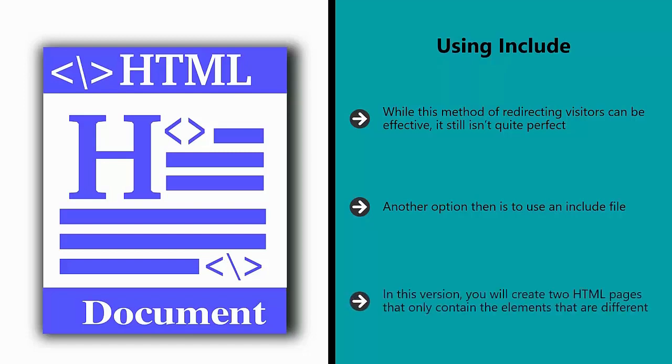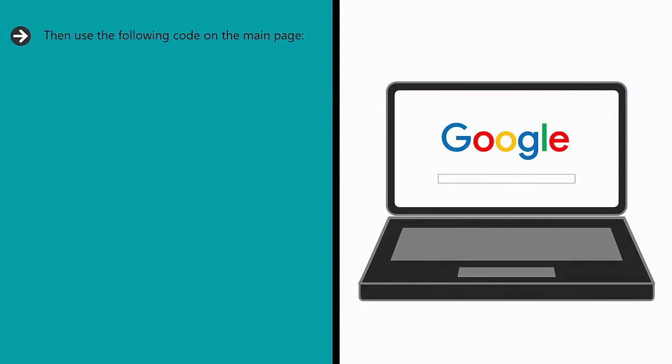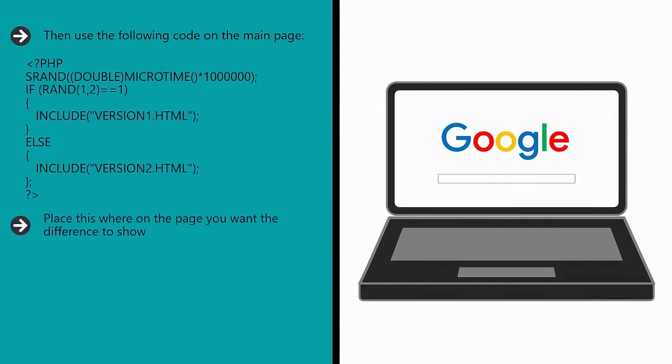In this version, you will create two HTML pages that only contain the elements that are different. This works particularly well if you are changing something about the text, for instance. Save these as version 1.htm and version 2.html. Then use the following code on the main page. Place this where on your page you want the difference to show. Of course, this becomes a little harder to track and it won't be suitable for every single option, but you can always create 2 full-page include files and have them load instead.